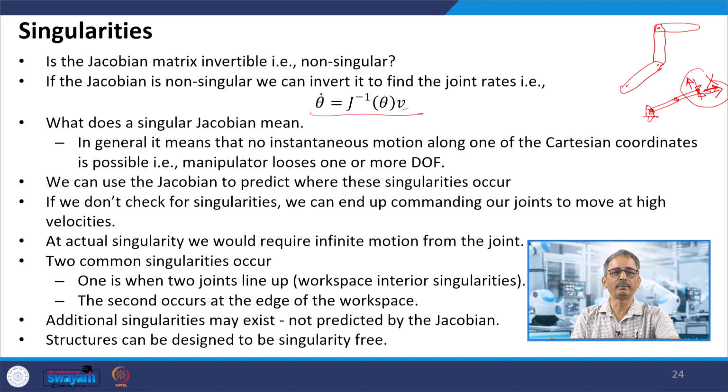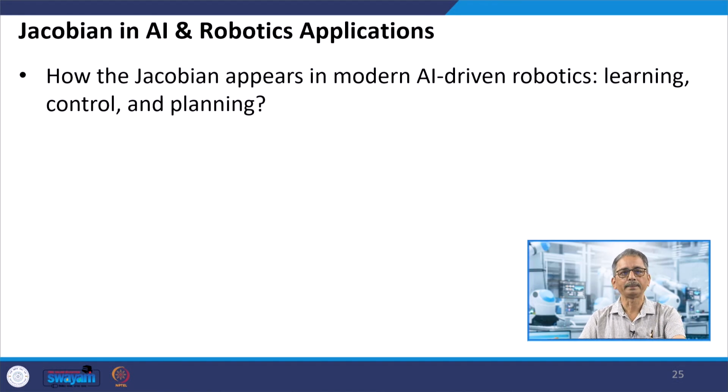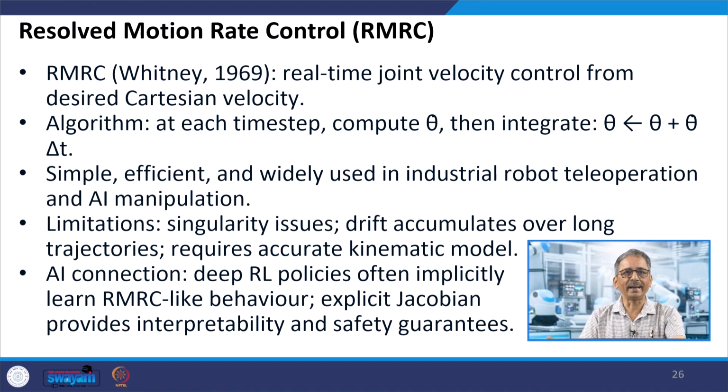So, your structures can be designed to be singularity free. As for the Jacobian in AI and robotic applications, it appears in modern AI driven robotics in the form of learning, control and planning, and we are going to see all these aspects when I cover the AI aspect of this course. Next, let us look at resolved motion rate control.